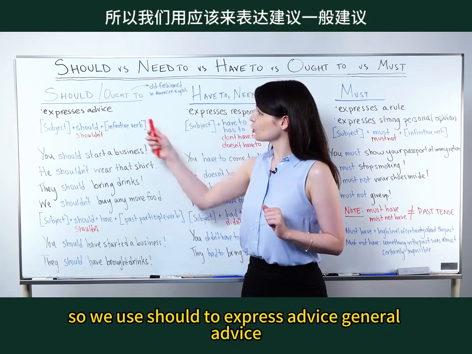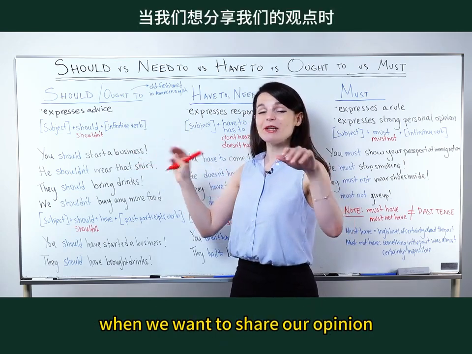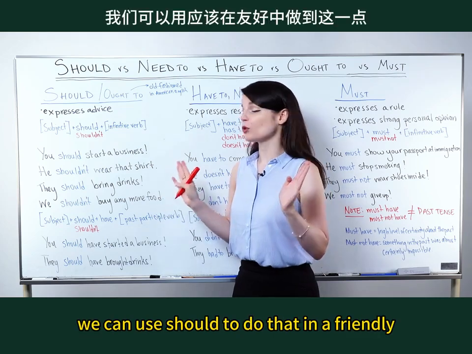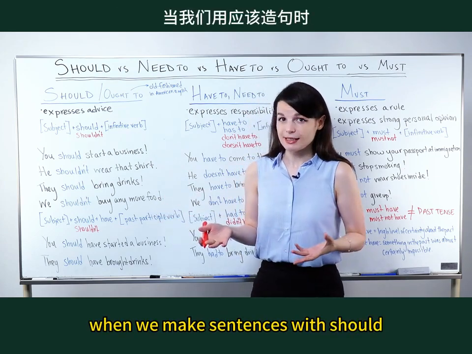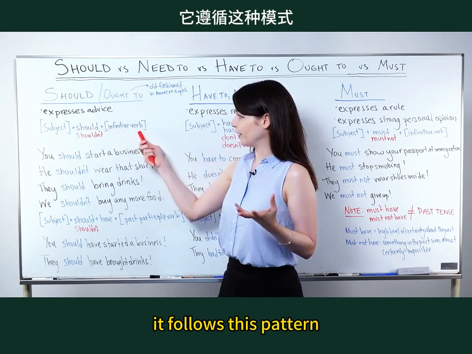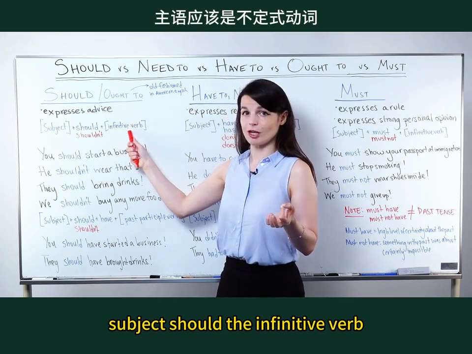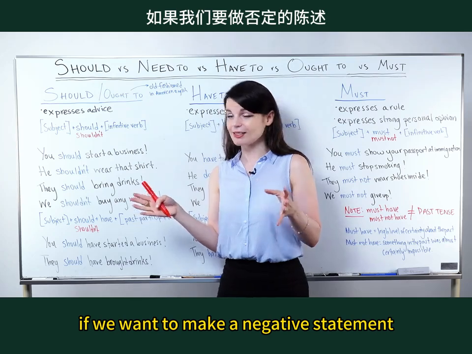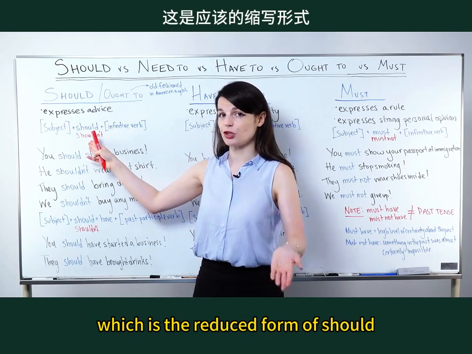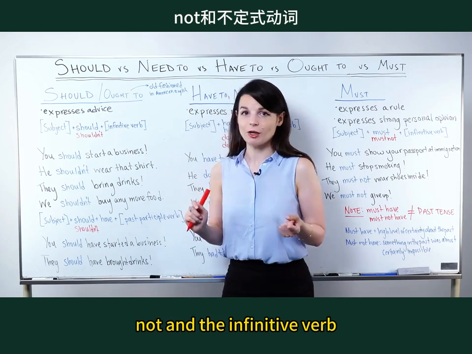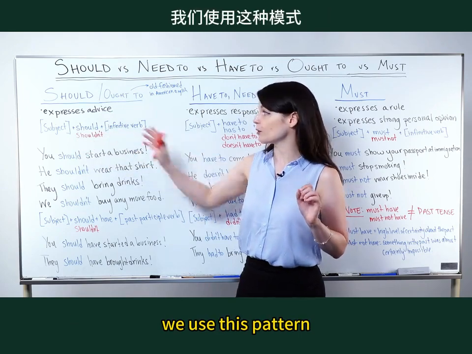So we use should to express advice, general advice. When we want to share our opinion or an idea about something, we can use should to do that in a friendly and efficient way. When we make sentences with should, it follows this pattern. Subject plus should plus the infinitive verb. If we want to make a negative statement, we use subject plus shouldn't, which is the reduced form of should not, and the infinitive verb. So this is present tense. To make a present tense advice statement, we use this pattern.